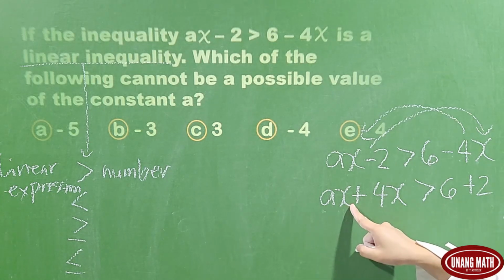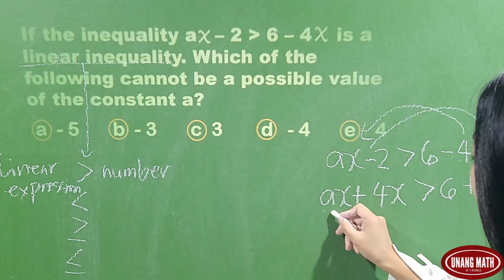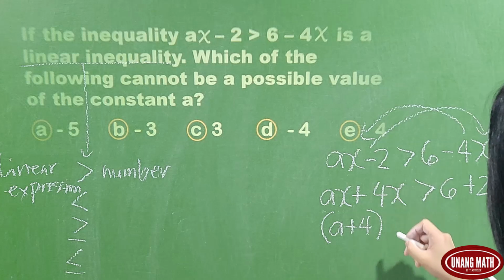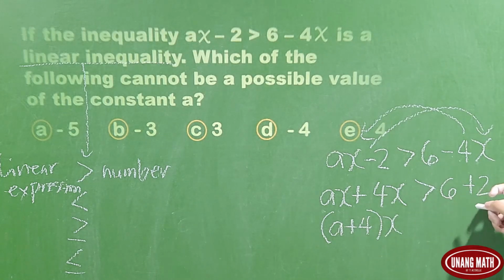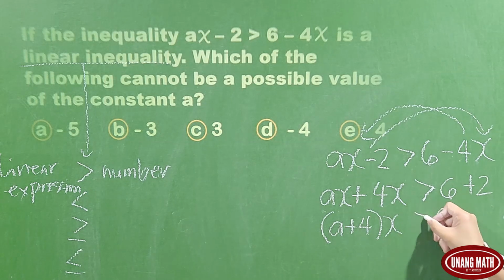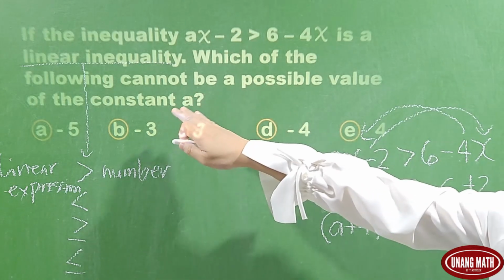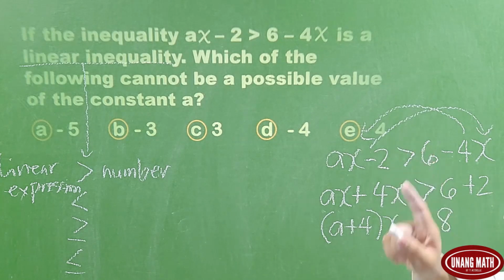Simplify. ax plus 4x can be written as a plus 4 inside the parenthesis, and then outside is x. 6 plus 2, that's 8. So this is greater than 8. Okay. Which of the following now cannot be a possible value of the constant a? Take note, this is a linear inequality.